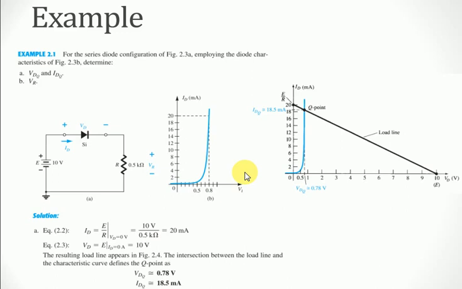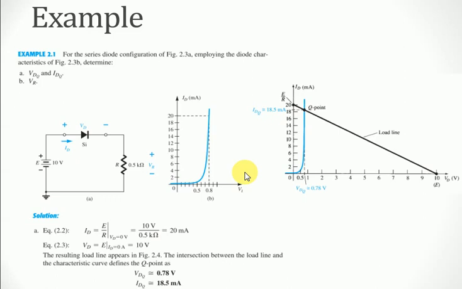First of all, coming back to the last slide, we have seen that we will have two points. One is ID equal to E over R where VD is equal to 0, and the other is VD equal to E when ID is equal to 0. When we put VD equal to 0 in that equation, we get the value of ID. E is equal to 10 and R is 0.5 kilo-ohm, so ID will be equal to 20 milliampere.